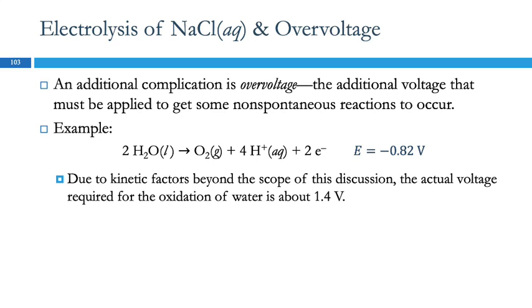And as if this doesn't sound complicated already, the other thing we have to think about is overvoltage. Many non-spontaneous reactions need more voltage than they should to get going. And water is one of those things. So water, in theory, you should be able to electrolyze it with 0.82 volts, but because of the overpotential, it's closer to 1.4 volts.